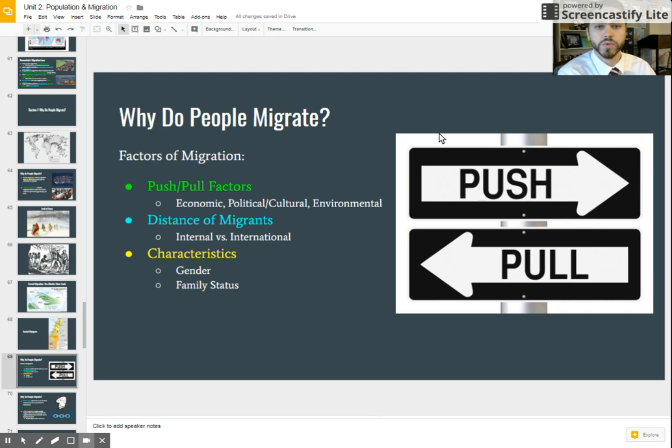You're also more likely to move if you are a male. Men are more likely to move than females, and also if you have children, you are less likely to move than if you are single. You don't have things tying you down like a wife or children, and so you don't have to run things by them or things like that. So those are some patterns that we see.